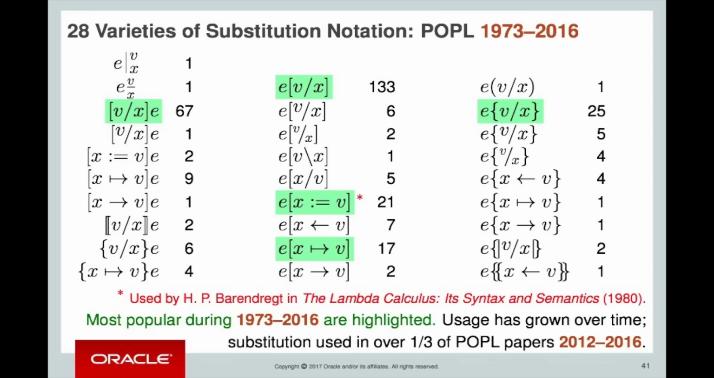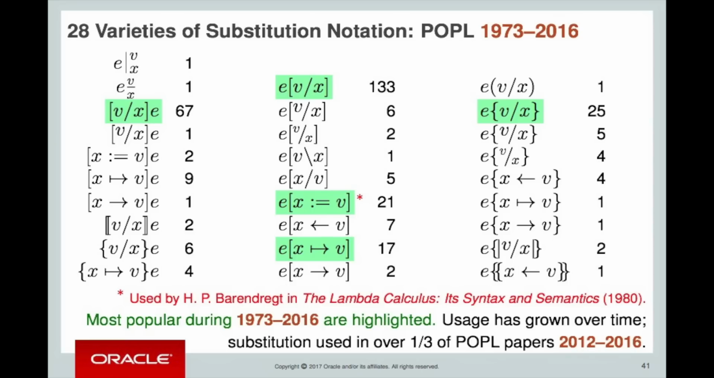Okay. We've seen a wide variety of substitution notation as well. I did this survey of 43 years of POPL, and I discovered that there were 28 varieties of substitution notation being used. I was not expecting that. I was expecting 5 or 6. 28 different variations on substitution notation. I've highlighted the 5 most popular during this period. Their usage has grown over time.